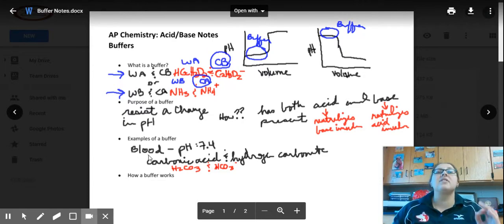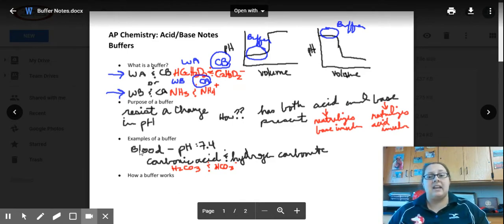There are several different systems in our body that contain buffers. Blood is one of those systems. Our blood has to maintain a pH of 7.4, and because of that, we naturally have a buffer in our bloodstream. The buffer contains carbonic acid, which is H2CO3, and hydrogen carbonate, HCO3 minus.